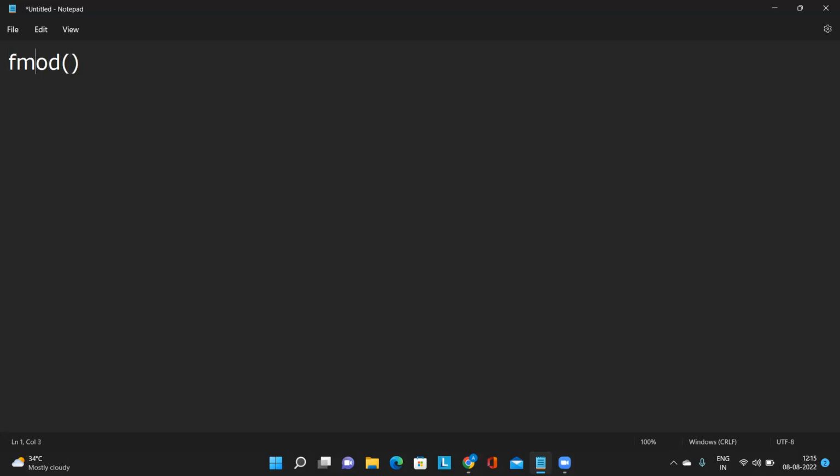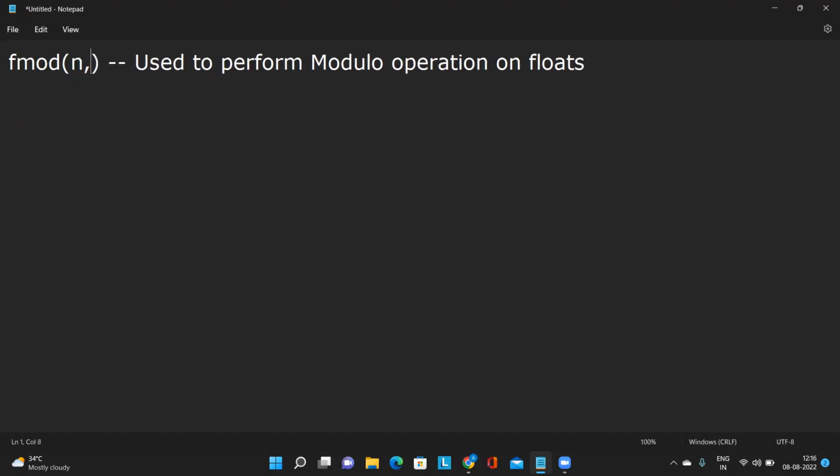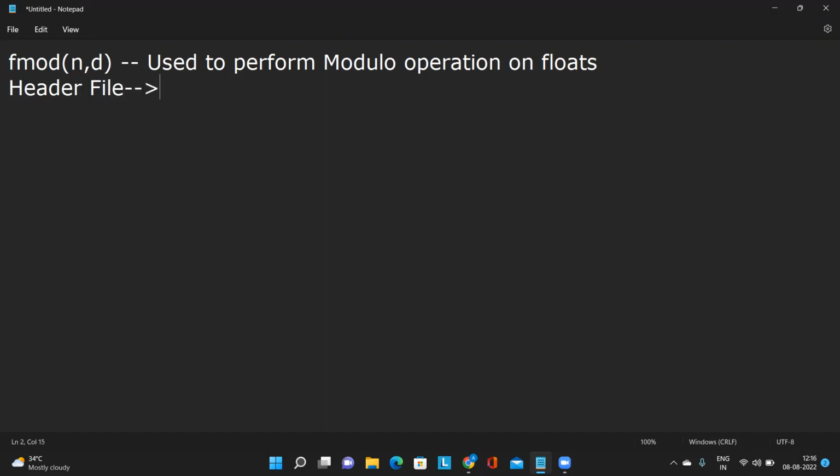This function is used to perform modulo operation on floating point values. How to make use of this function? This function takes two parameters: what is going to be my numerator value and what is going to be my denominator value. I have to pass the two values inside this function as parameters. Where is this function available? It is available under the header file math.h.